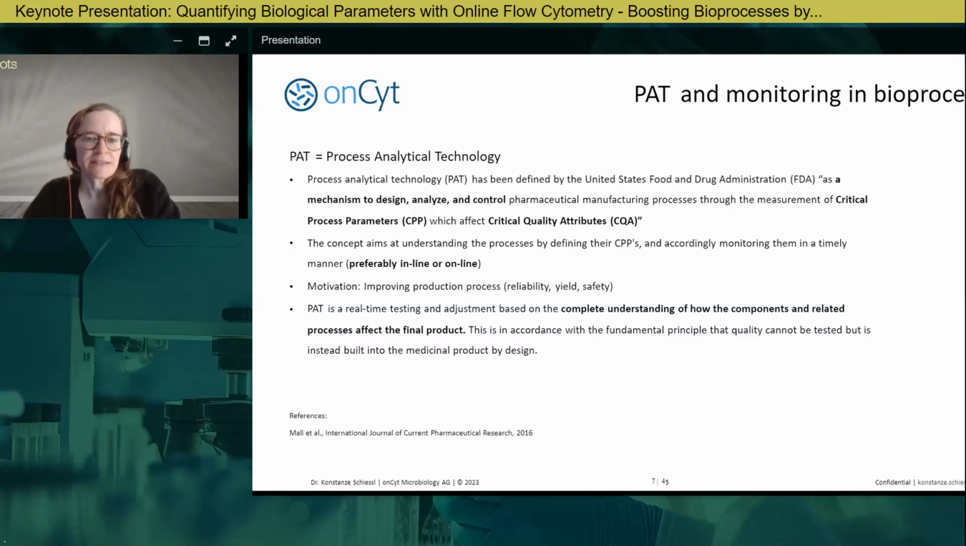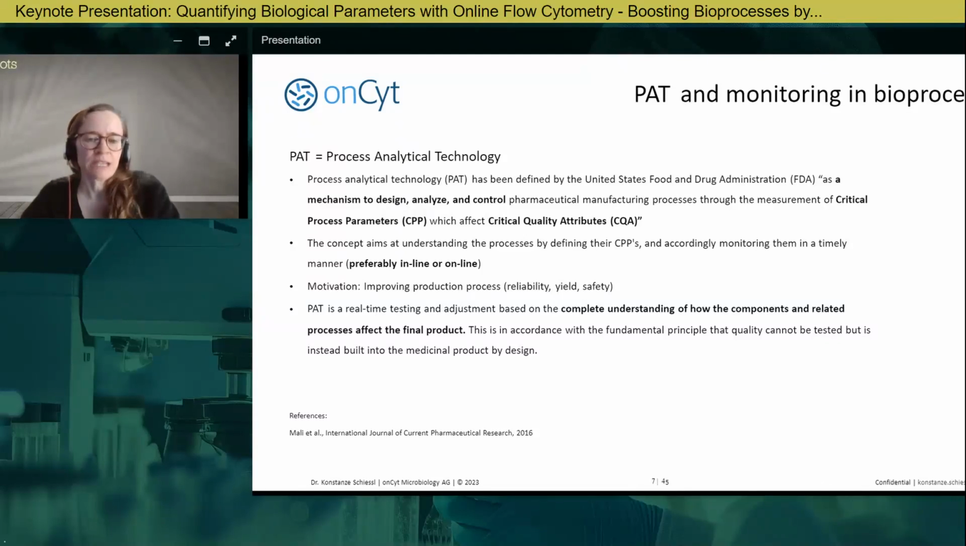These things are there so it's really about understanding the process and then monitoring the process in a really fast manner. So preferably inline or online. So really getting the data in the moment, not like 1 hour later after you did an experiment in the lab. And the motivation is to improve the production process, also the safety of the process, especially in pharmaceutical manufacturing. That's really important. So PAT is a real-time testing, and it's based on the complete understanding of how the process actually affects the final product.